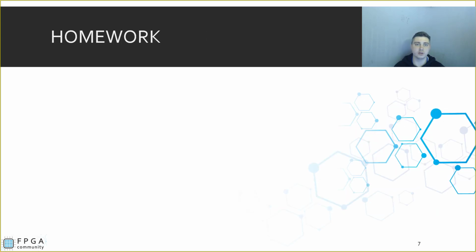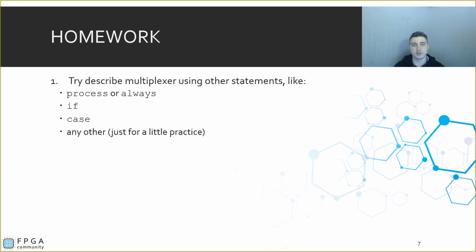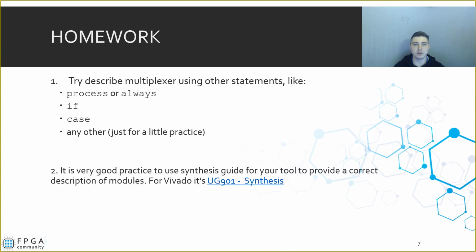For your homework and practice, I recommend you try to describe a multiplexer using other statements like process and always blocks, if statement, and case statement. This will also be good practice if you use synthesis guides to correctly describe your modules. For Vivado, this is the UG901 synthesis guide.